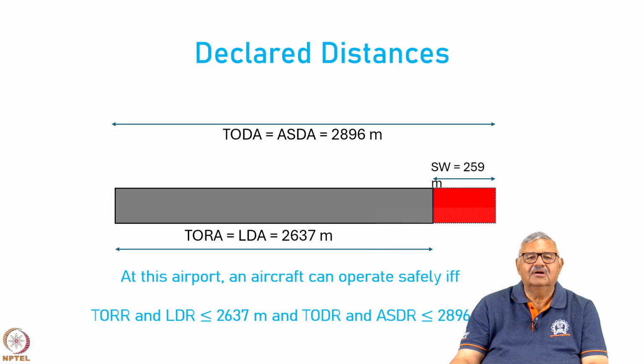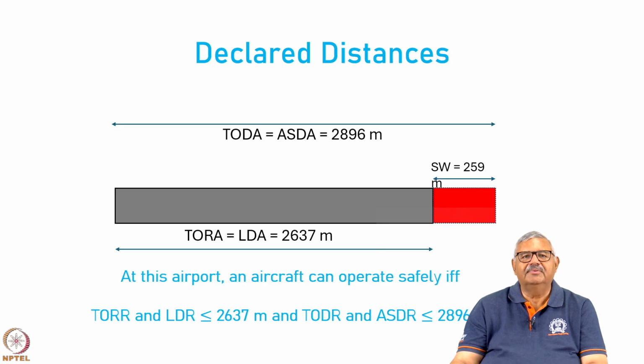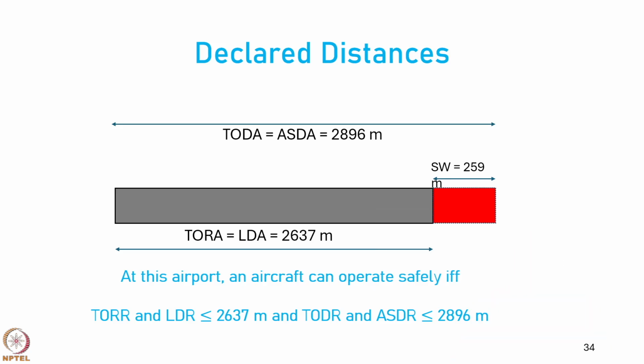So, this is how the declared distances are estimated and this is how they are utilized in planning of the operations at an airport. I hope with this example, this tutorial, you would have full clarity about declared distances, how they are arrived, the 4 important parameters, the field length, the full strength pavement length, the clearway length and the stopway, and how they are used to arrive at the 4 declared distances.